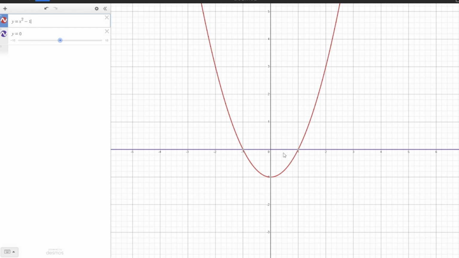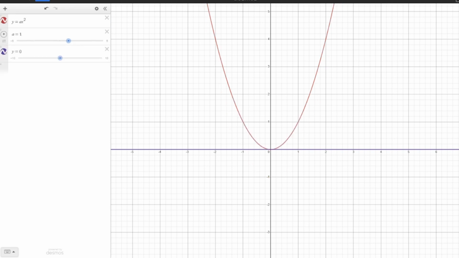When you're dealing with other functions in addition to quadratic functions, like reciprocals or absolute values, then it becomes a little different. But quadratic functions by themselves will either have 0, 1, or 2 solutions.